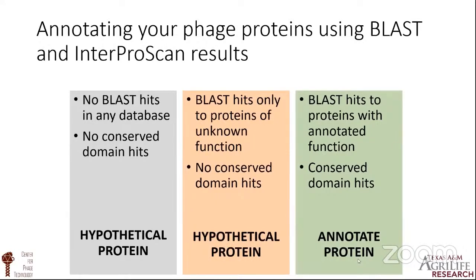Annotating your phage proteins using BLAST and InterPro results, you're going to have a mixture of hypothetical proteins and annotatable proteins. Proteins that have no BLAST hits in any databases and have no conserved domain hits will be annotated as hypothetical proteins. If your protein only has BLAST hits to proteins of unknown function and no other conserved domains, this will also be annotated as a hypothetical protein. NCBI is no longer recommending a distinction between hypothetical novel and hypothetical conserved proteins because that status can change when the database is updated. If you have BLAST hits to proteins with annotated function that you believe, or conserved domain hits that you can interpret, then you can annotate that protein with the appropriate function.